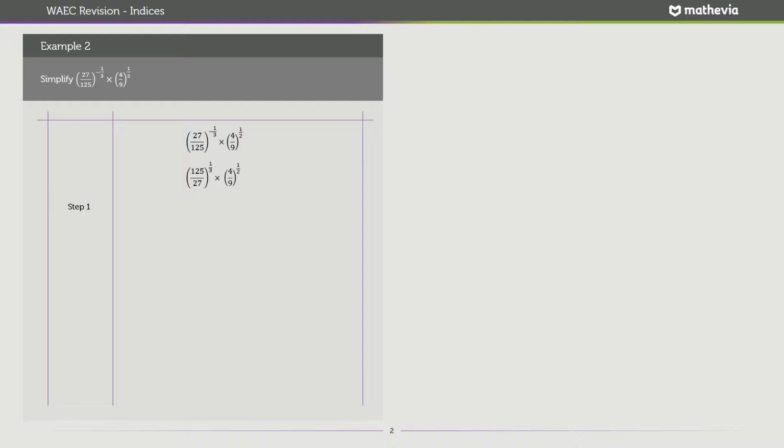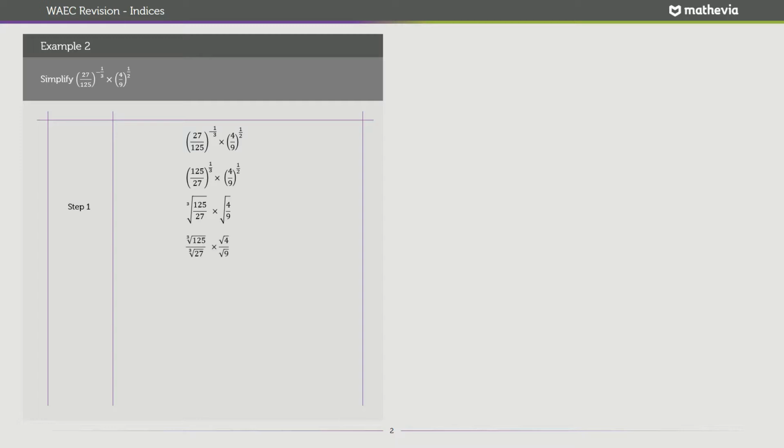Now the next thing we're going to do is our fraction index law. So we have 125 over 27 to the power of 1 over 3, and what that means is to find the cube root of 125 over 27. Similarly, we have 4 over 9 to the power of 1 over 2, and that tells us to find the square root of 4 over 9. Now we're going to distribute our roots on the fraction.